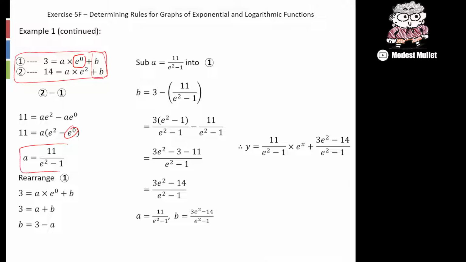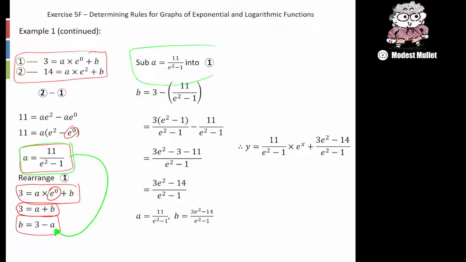It doesn't look nice, but that is a number, and you can stick it in your calculator and figure out what that is as a decimal. The other thing we can do is if we look at 1 and then do that simplification, we turn e to the 0 into just 1, we get a nice simple equation, 3 is equal to a plus b, which we can then rearrange to get b by itself, and we can substitute our a into this, because this is just a number. We can substitute into that, which is what this is calling for here, and then doing all this algebra work is simplification.